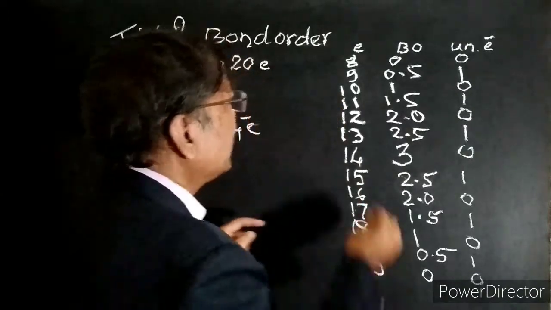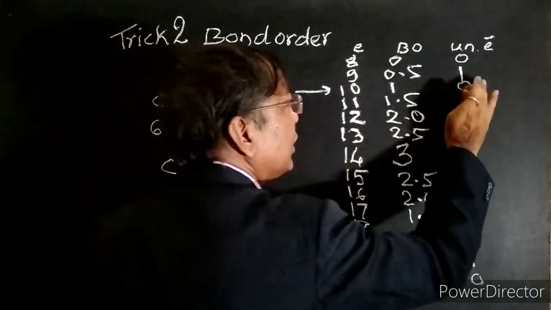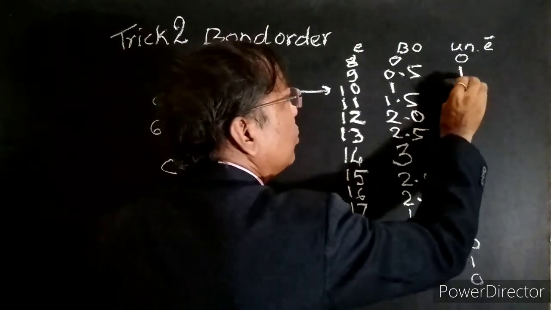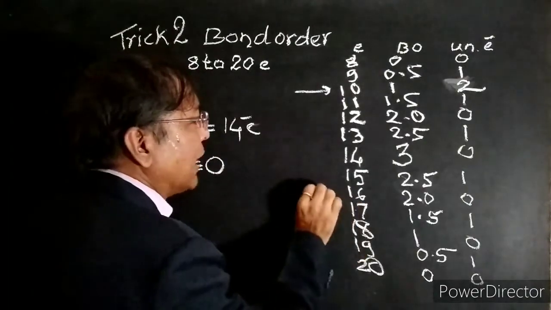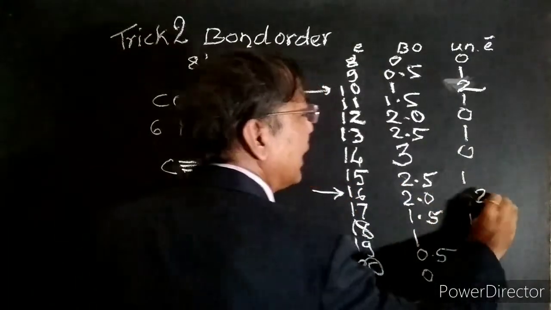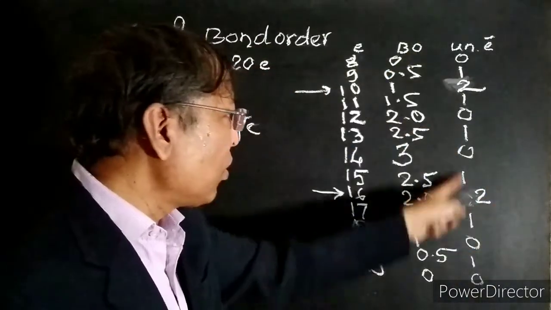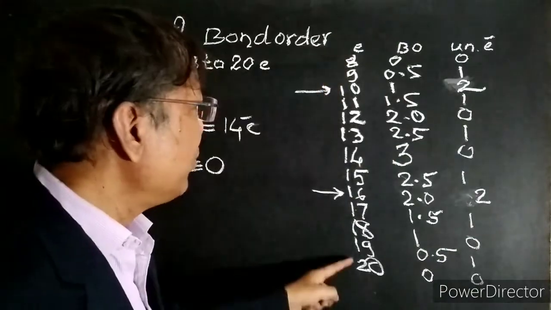If the molecule has 10 electrons, instead of 0, you have to take 2 unpaired electrons. And if the molecule has 16 electrons, you have to take, instead of 0, 2 electrons. So these are the number of unpaired electrons for the molecules containing 8 to 20 electrons.